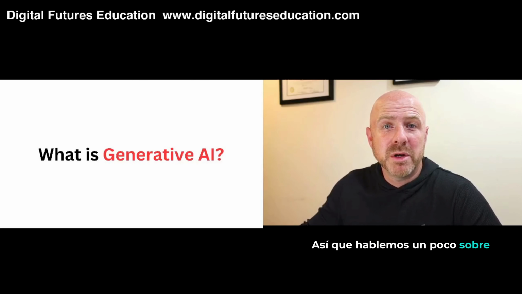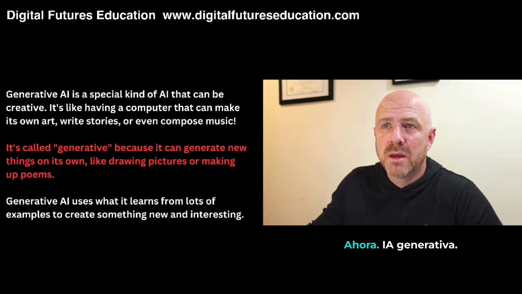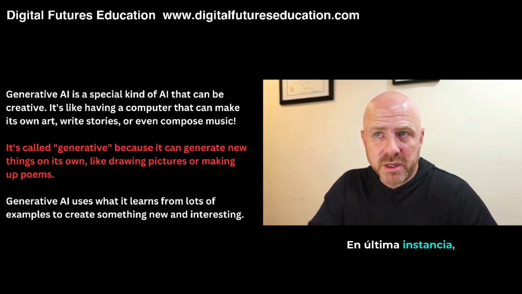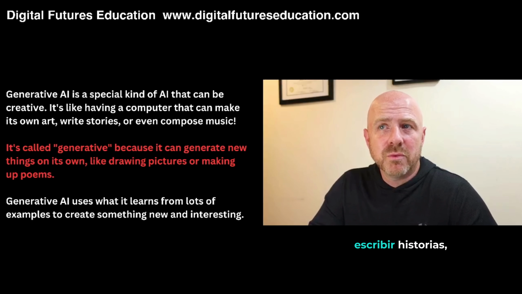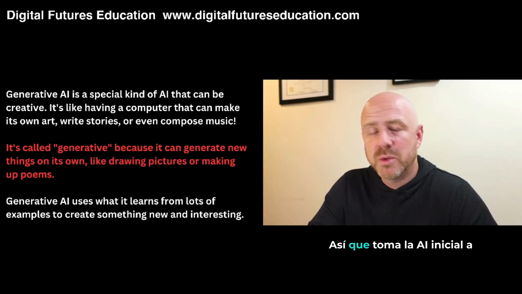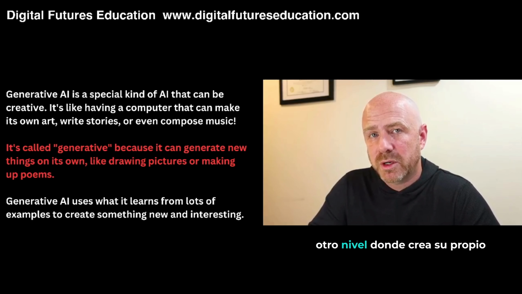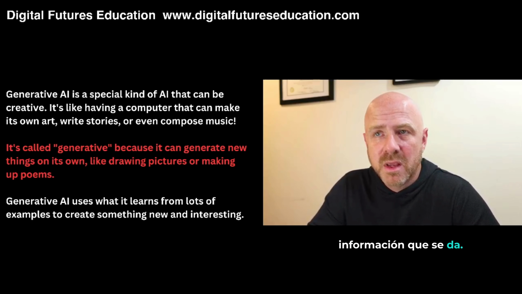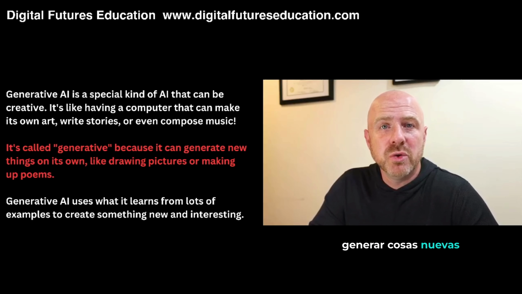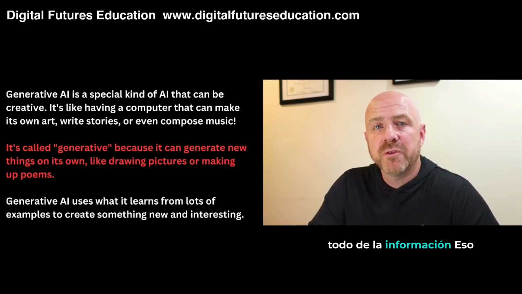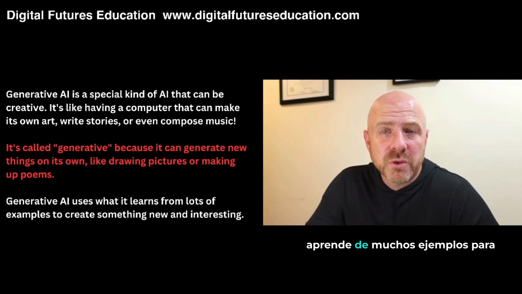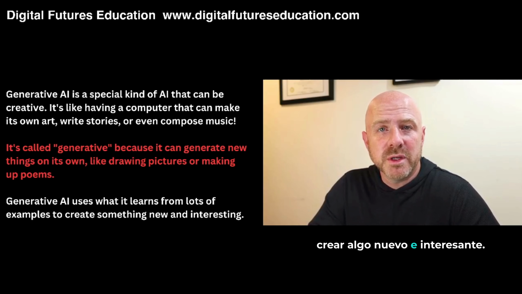So let's talk a little bit about what generative AI is. Generative AI is a special kind of AI that can be creative, ultimately. It's a computer that can make its own art, write stories, or even compose music. So it takes the initial AI to another level where it creates its own constructs of ideas out of the information it's given. It's called generative because it can generate new things on its own, like drawing pictures or making up poems, all from the information that's provided. Generative AI uses what it learns from lots of examples to create something new and interesting.